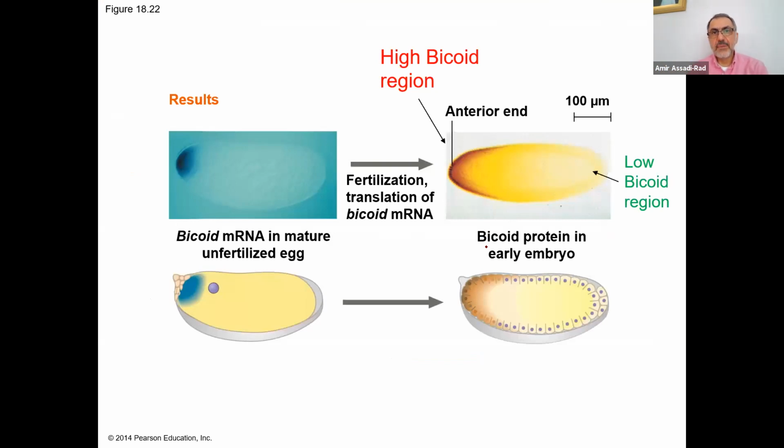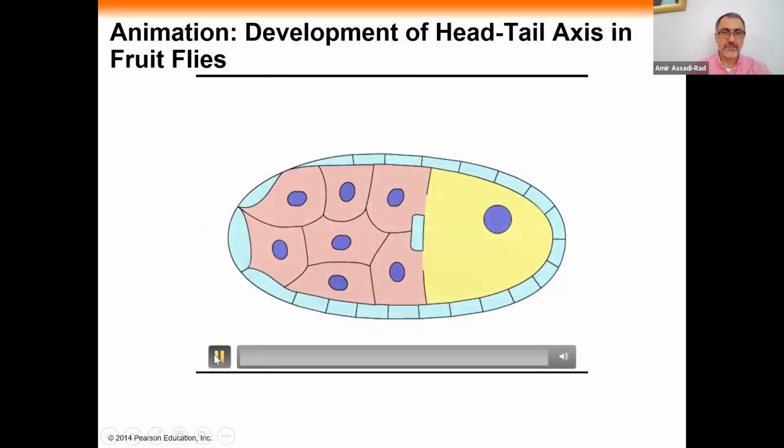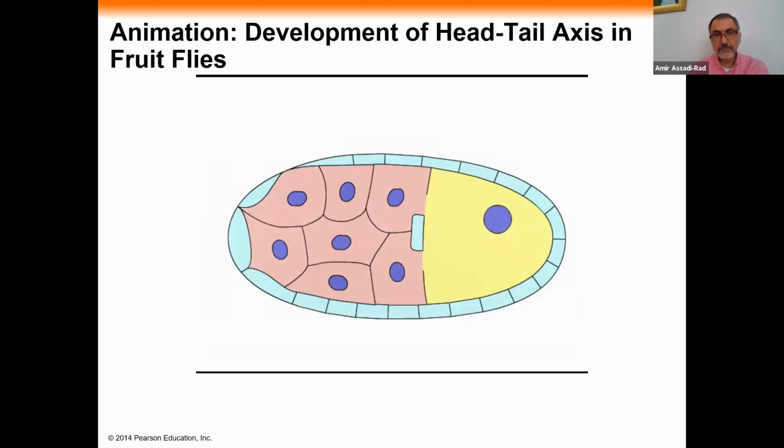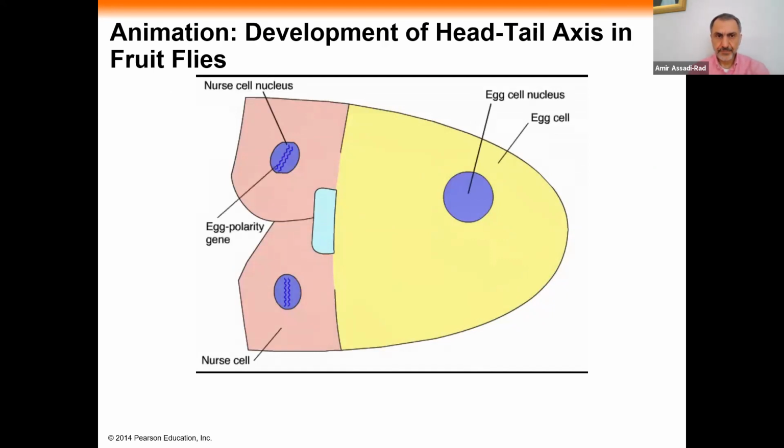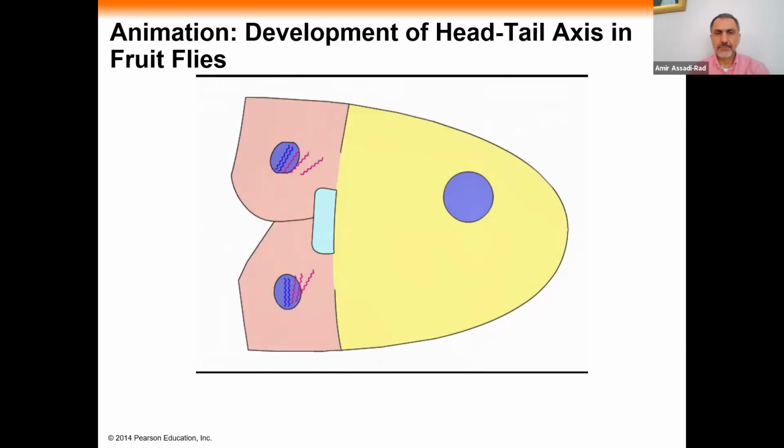Okay, the other one: high bicoid region, the results, fertilization, translation of bicoid mRNA, and then a low bicoid region, and then bicoid proteins in the embryo, showing you what is happening. Over the last few years, research has shown that mRNA molecules in the unfertilized egg of Drosophila determine the embryonic axes and future body plan of the fruit fly. The mRNA molecule that specifies the anterior-posterior head-tail axis of the embryo is transcribed from an egg polarity gene, which codes for a protein called bicoid. This gene is active, and mRNA is made, in the nurse cells that surround the developing Drosophila egg. The bicoid mRNA, once transcribed, is deposited into the egg asymmetrically. More bicoid mRNA is deposited at one end of the egg than the other.